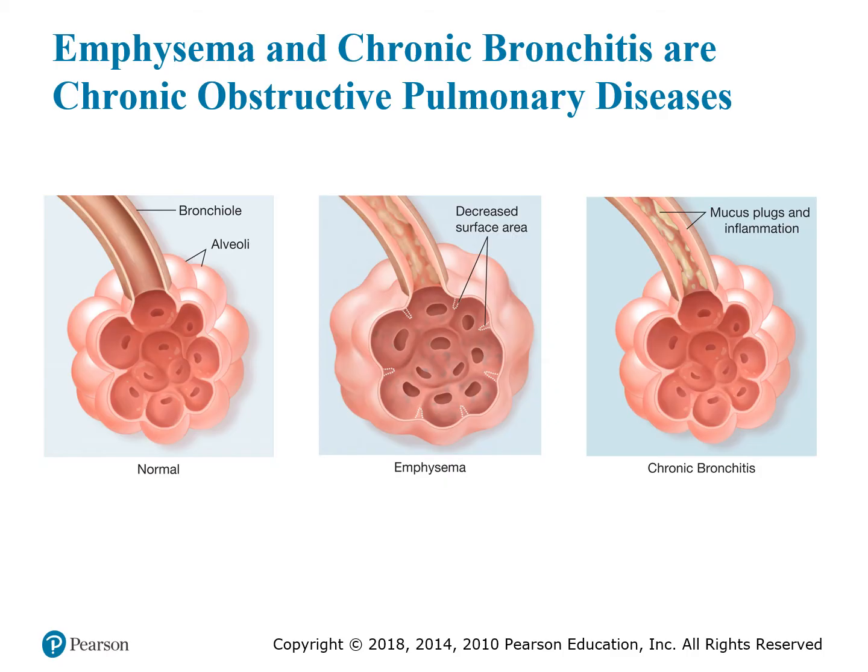This slide I'm just using to illustrate the differences between emphysema and chronic bronchitis. You can see with emphysema you have destroyed alveoli, and that's going to decrease the surface area of gas exchange. Whereas with chronic bronchitis, you have more mucus plugs and inflammation in the bronchioles that's preventing good airflow into the alveoli.